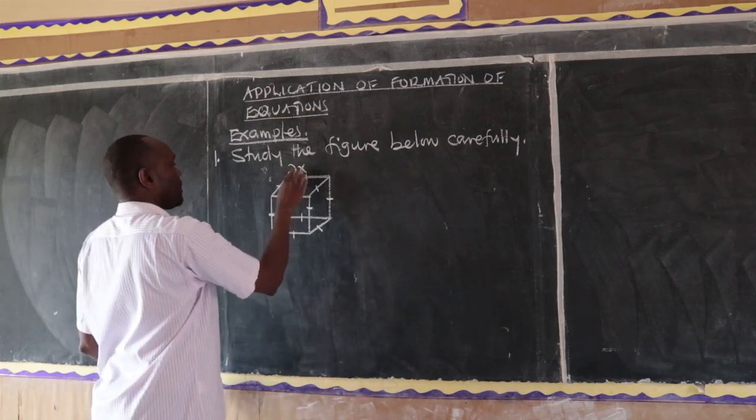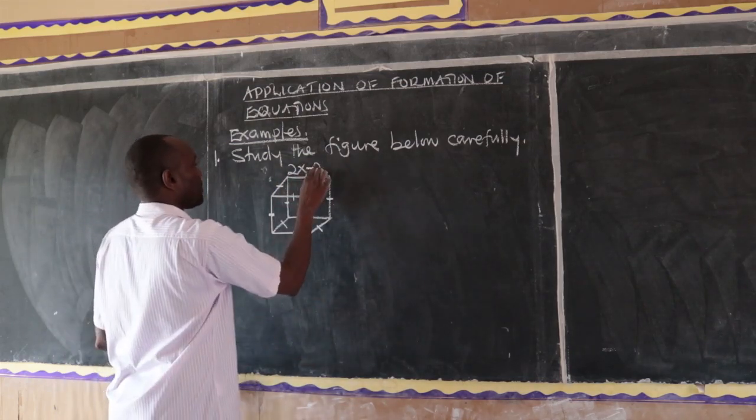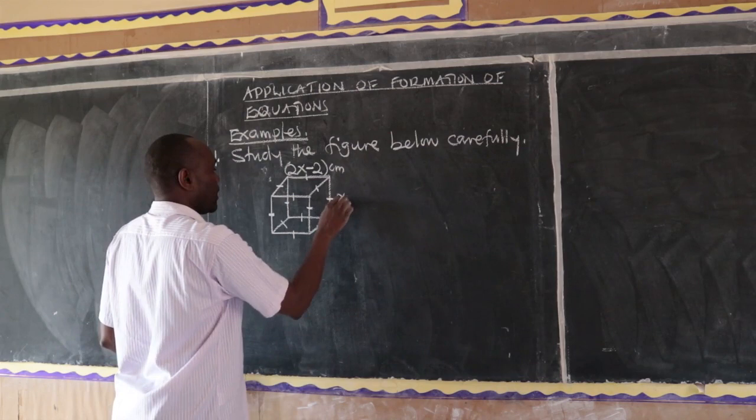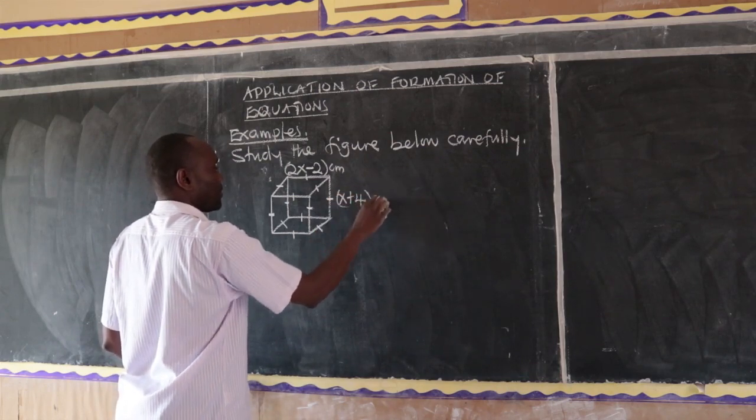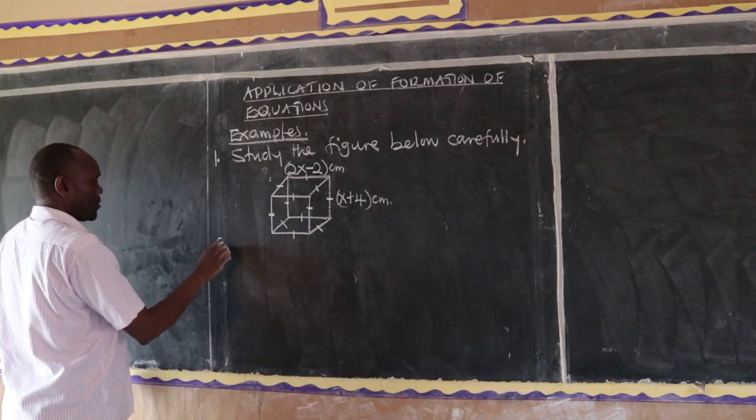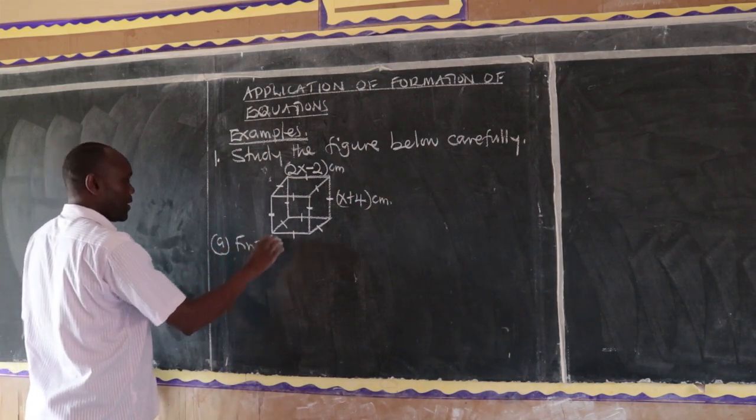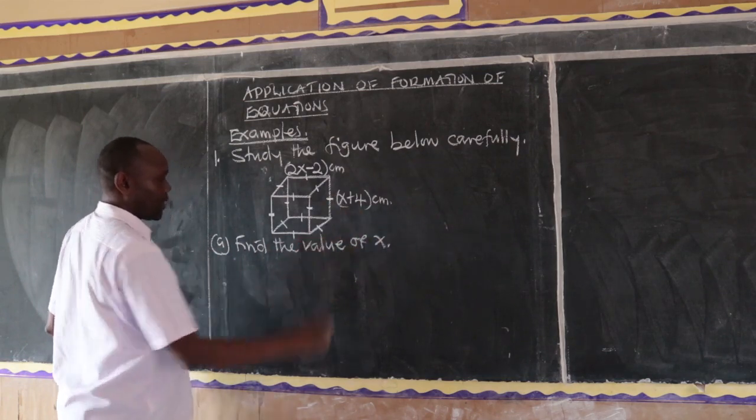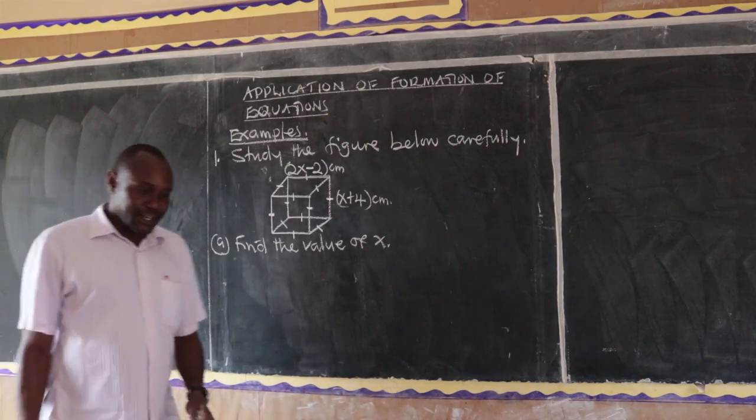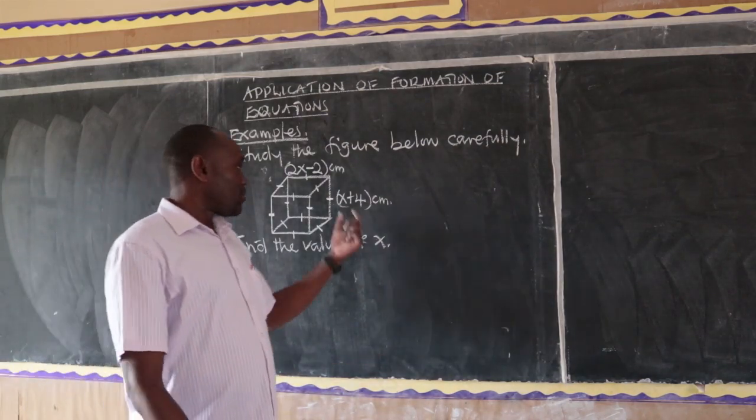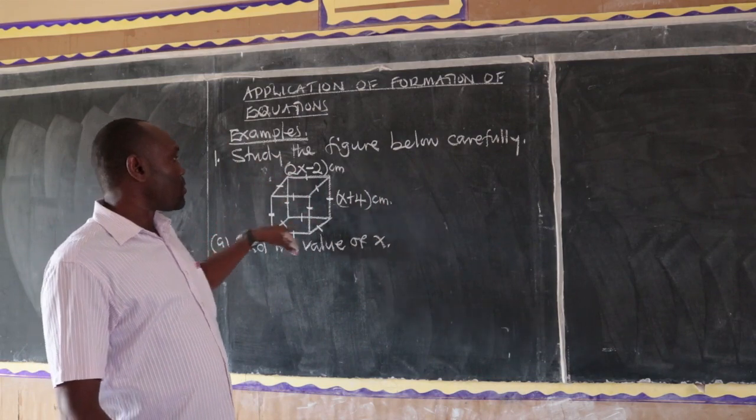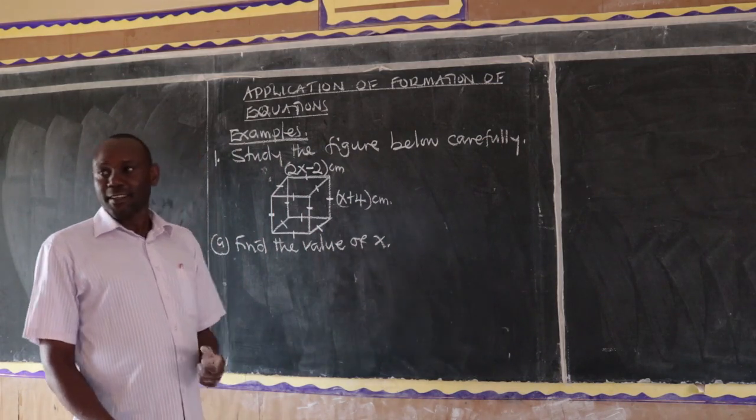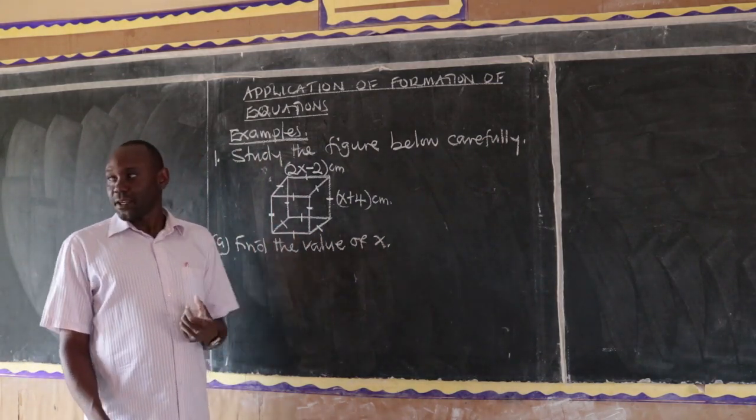So we have here 2x minus 2 centimeters, and then we have x plus 4 centimeters. Our question A, find the value of x. So dear candidates, when you look at what we call a cube, as the instruction says, study it carefully, and we are supposed to form an equation.